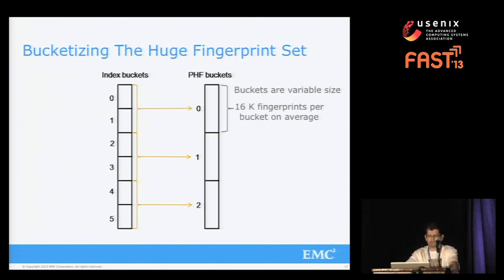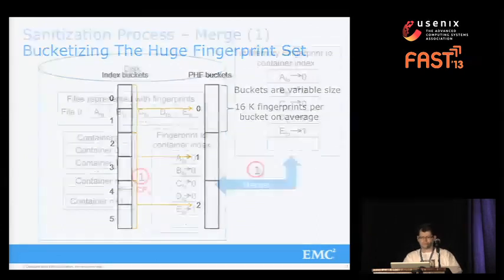The grouping is done in such a way that the average bucket size is 16K fingerprints. We have tried different values like 4, 8, 32, 64, and more details you can find in the paper. But this has shown to be the best trade-off in terms of memory utilization and time to construct the perfect hash and data structure. So that's what we use.